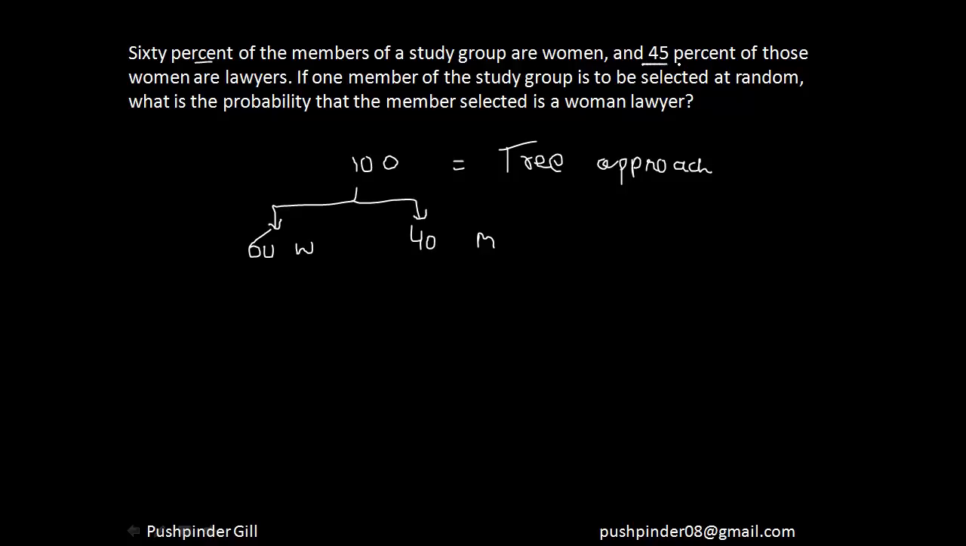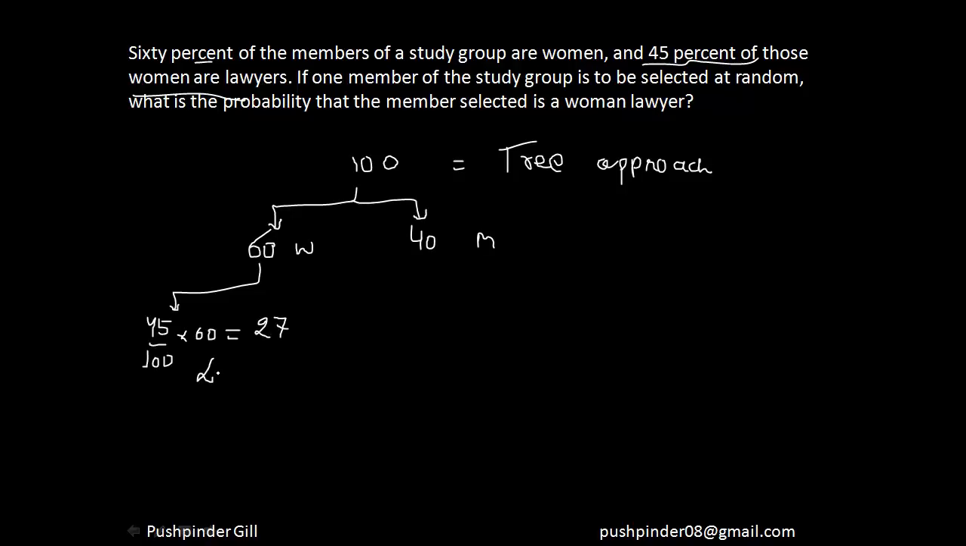Fine. Now 45% of those women are lawyers. That means 45% of these women are lawyers. So 45% of the 60, guys, it's not this 100. So I hope everyone is understanding why I chose 45% of 60 rather than 100, because it's saying 45% of the women, right? So if I calculate it, it comes out to be 27 women.